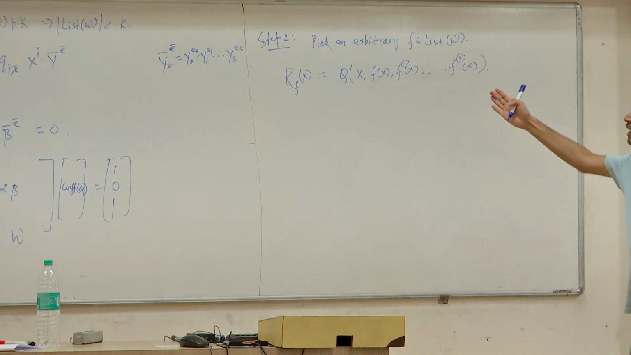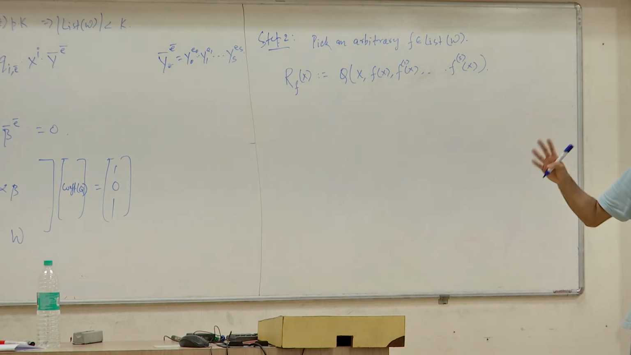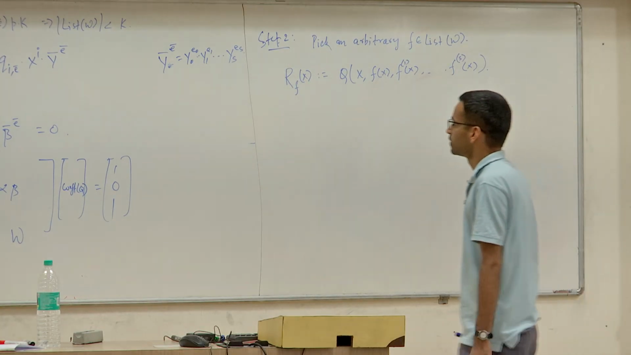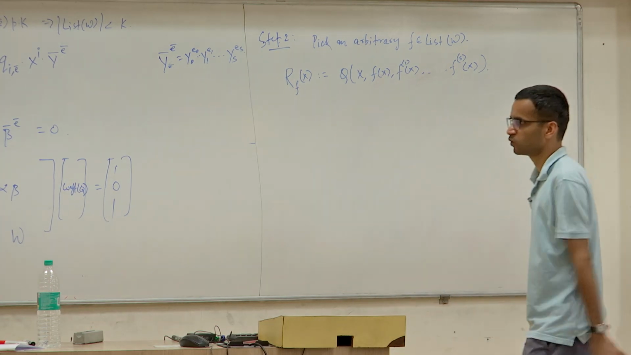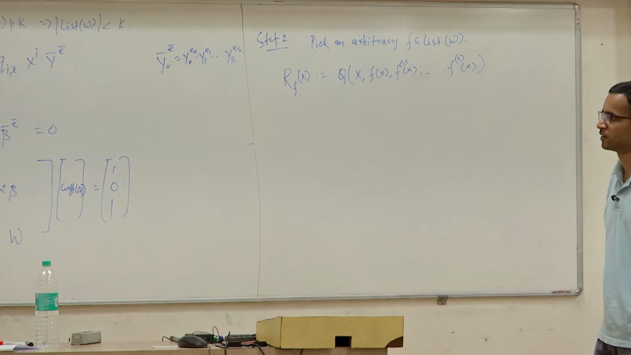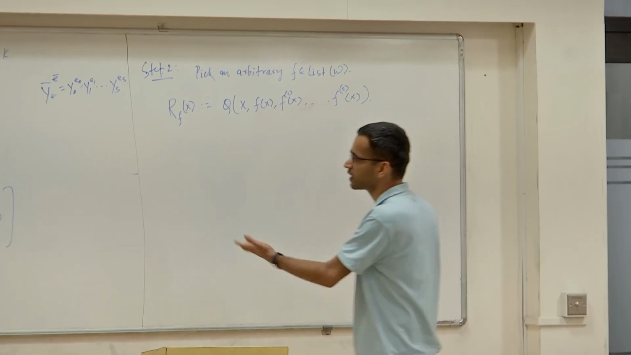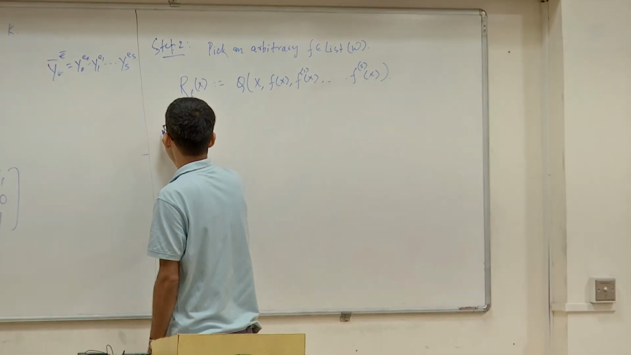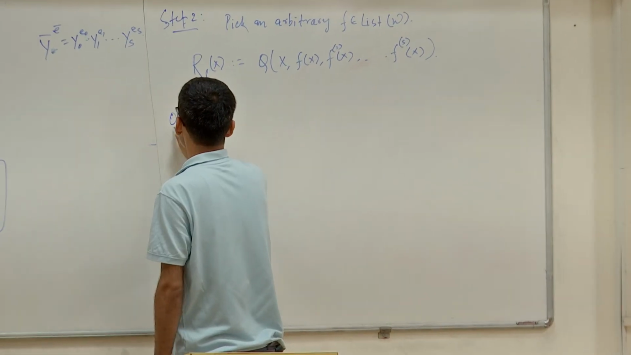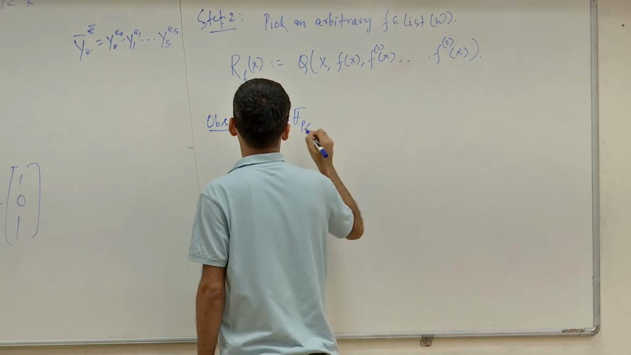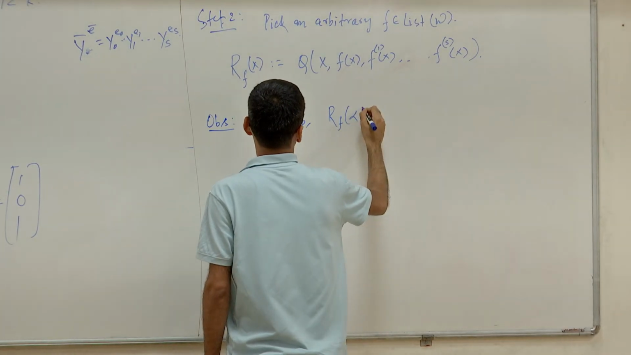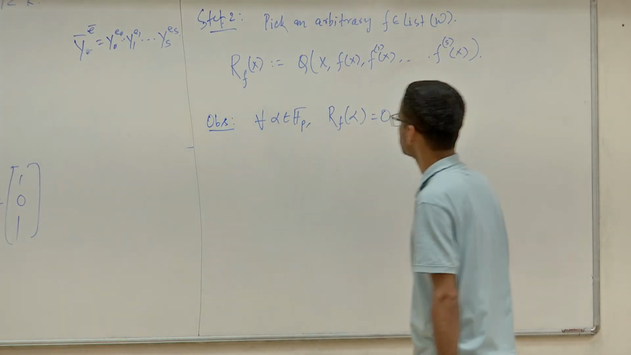Our goal is to show that r sub f of x is identically 0. It's the 0 polynomial. Why is that true? And when is that true? What do we need for this? So something that will be sufficient is that, so observation is that for every alpha in Fp, r sub f of alpha is 0.